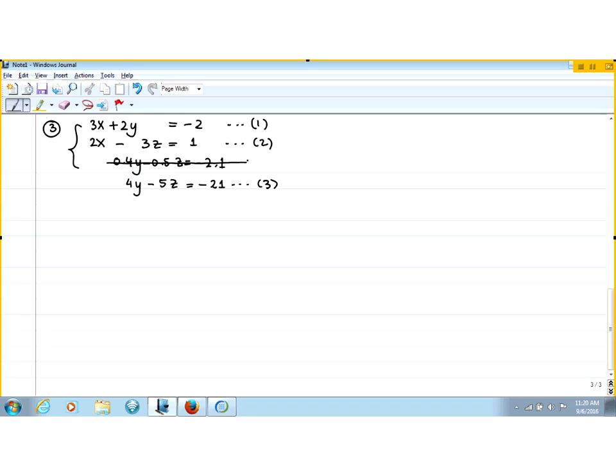Eliminate y? Okay, from which equation then? 1 and 3? Okay, so let's do that. Can we eliminate x instead? Yes, from 1 and 2. Or can we eliminate z? Yes, from 2 and 3. But if we choose to eliminate y, we will eliminate y from 1 and 3.